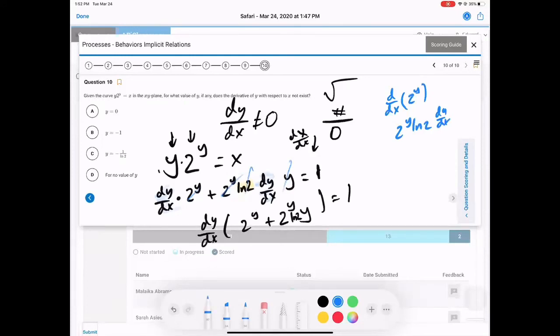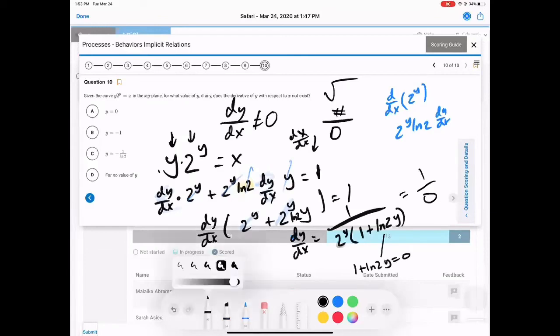We divide that over. dy over dx is equal to 1 over... I'm going to factor out, to save time, the 2 to the y. 2 to the y times 1 plus natural log 2 times y. Now, we're trying to make this go to 0 on the bottom. So I'm going to make that go to 0 right here: 1 plus natural log 2 of y is equal to 0.